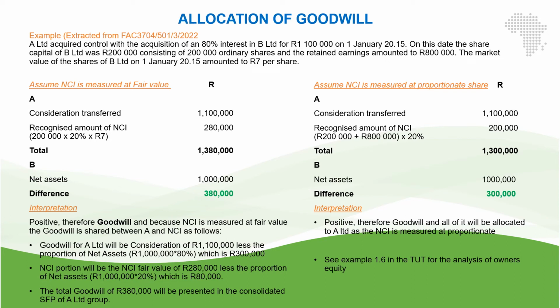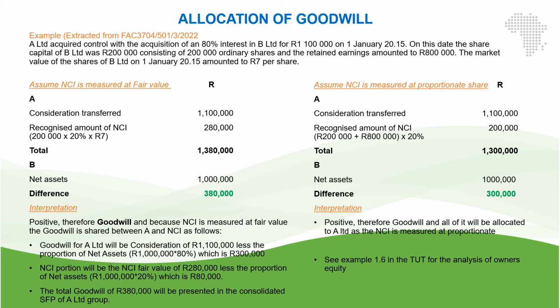So let's assume the first scenario where NCI is measured at fair value. So consideration transferred is 1.1. The amount of NCI is 280. Therefore, the total is 1,380,000. Then we are told the net asset is 1 million. And then the difference between A and B is 380,000. And because it's positive, we'll have goodwill, total goodwill of the group.